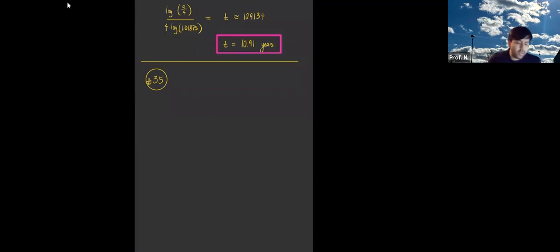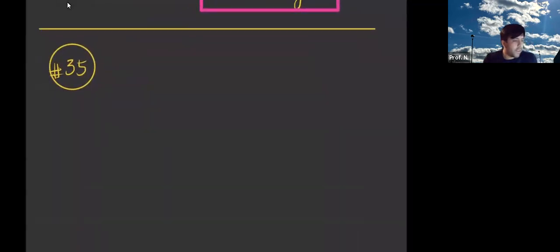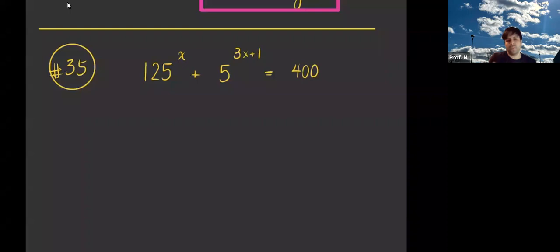Okay, yeah, that looks a little crazy, right? So we got 125 being raised to the x power, plus 5 being raised to the 3x plus 1, and this equals 400. Some of these numbers for your assignment could be a little different, but the manner in which we solve it is identical. It says find the exact solution and then find the approximation to the solution.